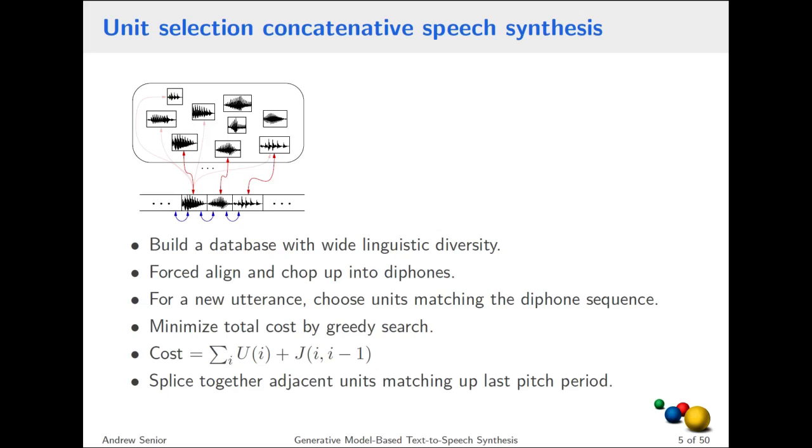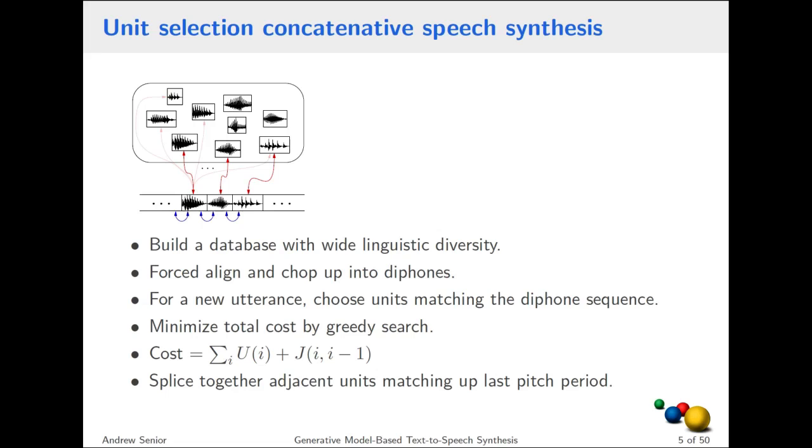So there's a unit cost and a join cost. And you basically want to minimize this globally, but typically people work left to right. And maybe there's a bit of a beam search to consider multiple hypotheses. And when you've got these bits of waveform that you've taken from your database, then you splice them together, and you don't just stick them end to end or do a blending, but you can actually look at the pitch periods, which are the vocal tract opening and closing, and you can line those up and make them the same length before you do a blending.